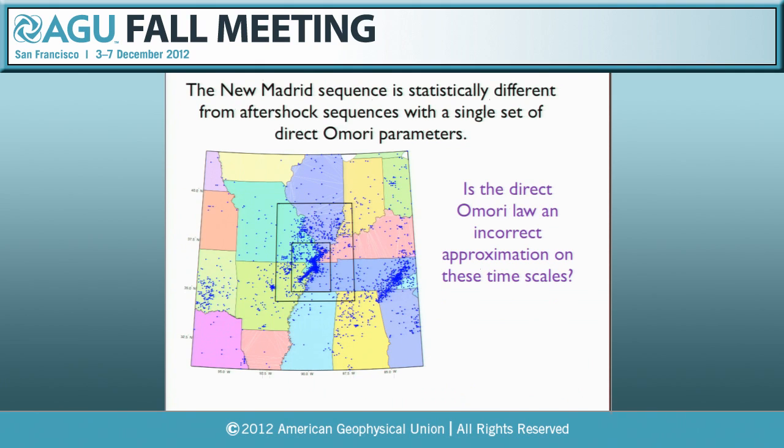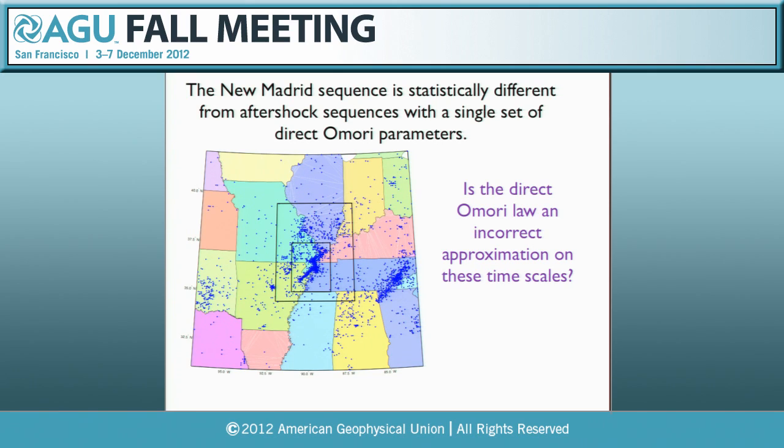So I've shown that the New Madrid sequence is statistically different from aftershock sequences with a single set of direct Omori parameters. Of course, you could always say, well, perhaps the direct Omori law is not applicable on this timescale. We're extending this statistical, empirical law to timescales of 200 years. But it would be very surprising. It's one thing for something to have a roll-off and, 200 years later, to not completely apply. But for that statistical law to underpredict the rate, to say yes, it goes as 1/t and then actually bumps up, that would be really surprising in my opinion.